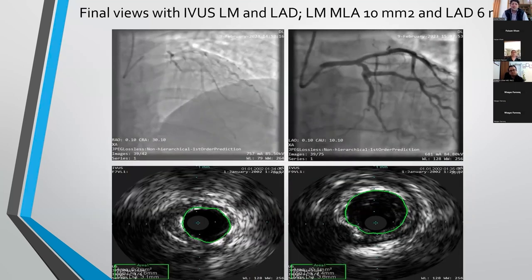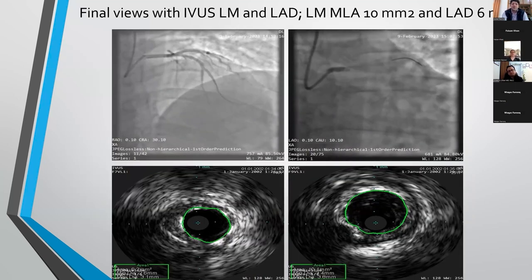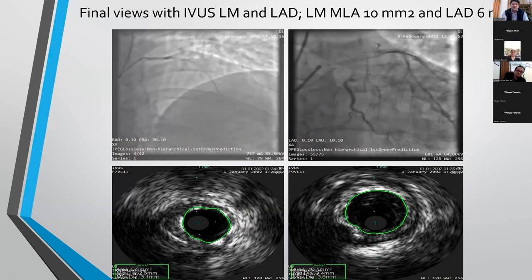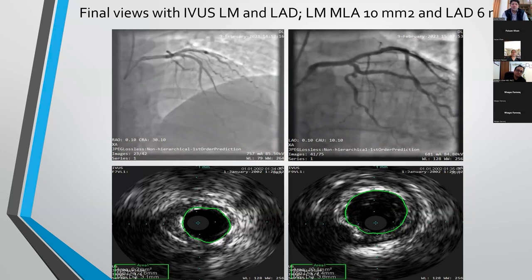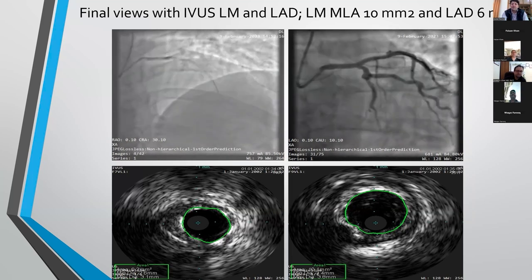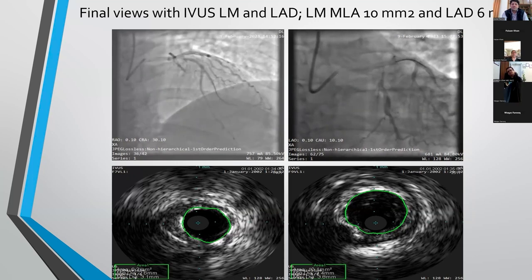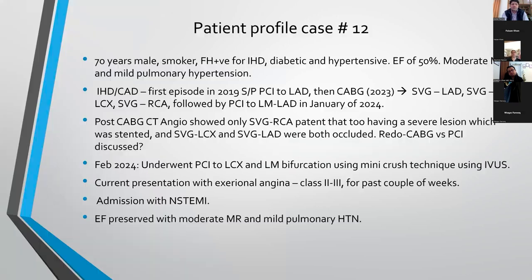So this is the final result of that LAD diagonal bifurcation and left main ostial LAD lesion. MLA was around 6 millimeter square in the ostial LAD lesion, while in the left main it was around 10 to 11 millimeter square. IVUS helped in stent optimization in this complex bifurcation lesion.